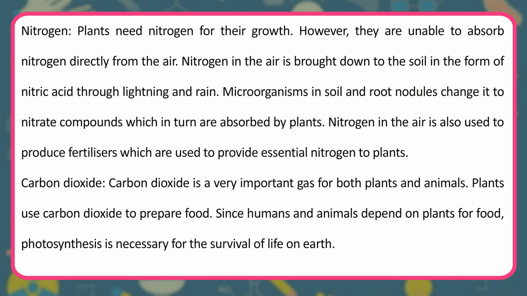Plants need nitrogen for their growth. However, they are unable to absorb nitrogen directly from the air. Nitrogen in the air is brought down to the soil in the form of nitric acid through lightning and rain. Microorganisms in soil and root nodules change it to nitrate compounds, which in turn are absorbed by plants. Nitrogen in the air is also used to produce fertilizers, which are used to provide essential nitrogen to plants.